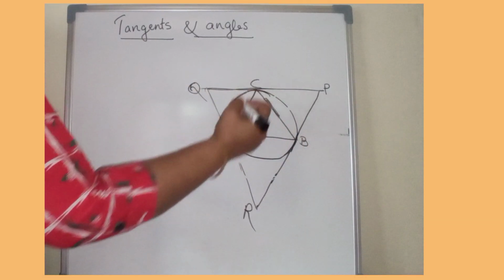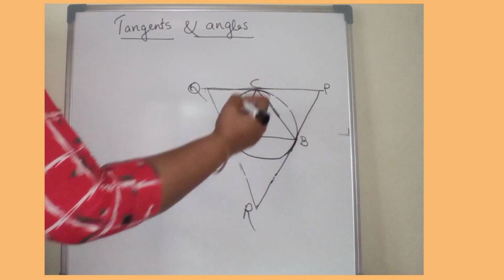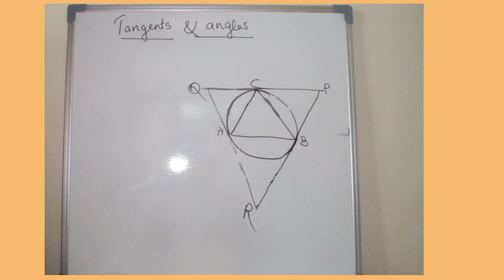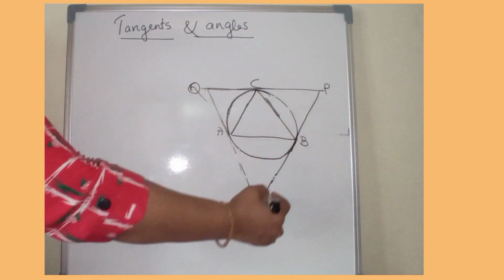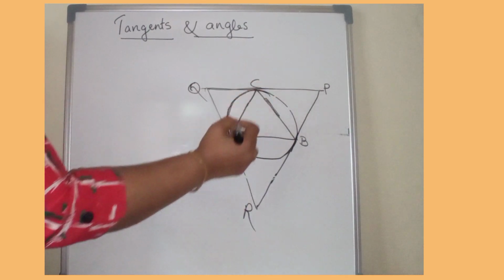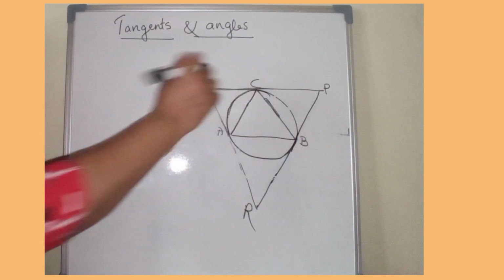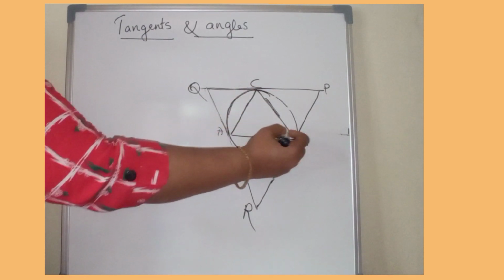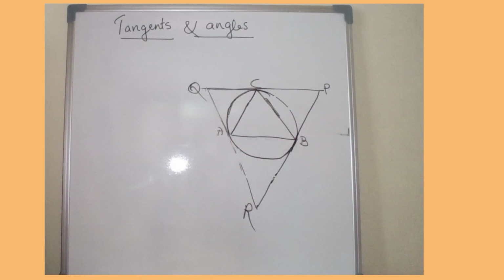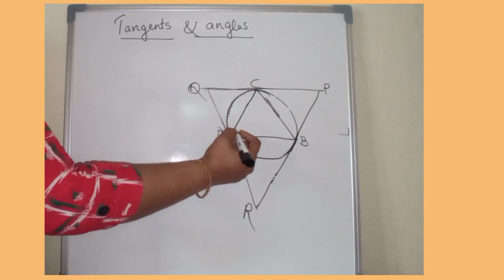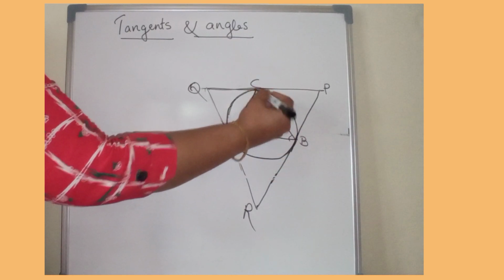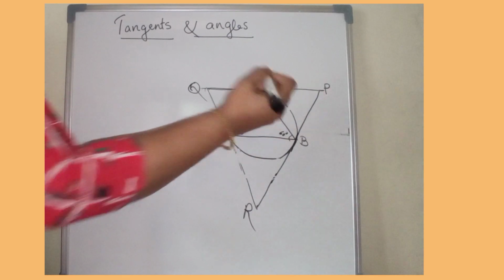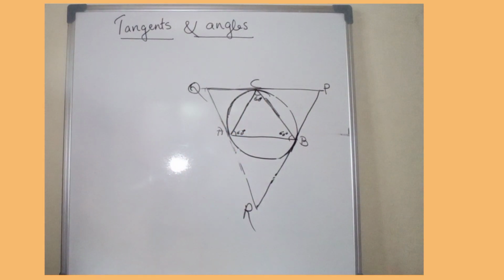We have this triangle ABC, an equilateral triangle, and we need to prove that this PQR is also an equilateral triangle, and the sides of this PQR are double the sides of ABC. Okay, so triangle ABC is an equilateral triangle. Equilateral triangle means all angles are equal, and they are equal to 60 degree. All the angles of the triangle ABC are 60 degree.